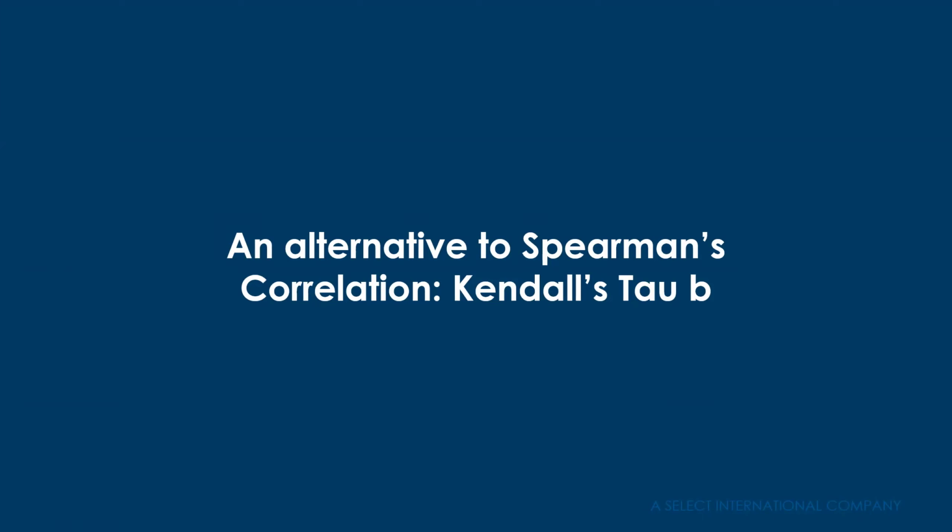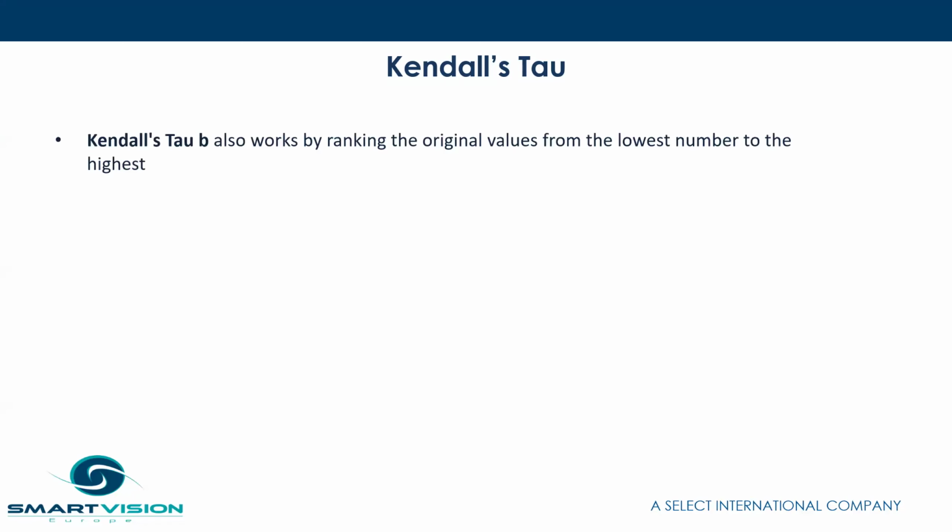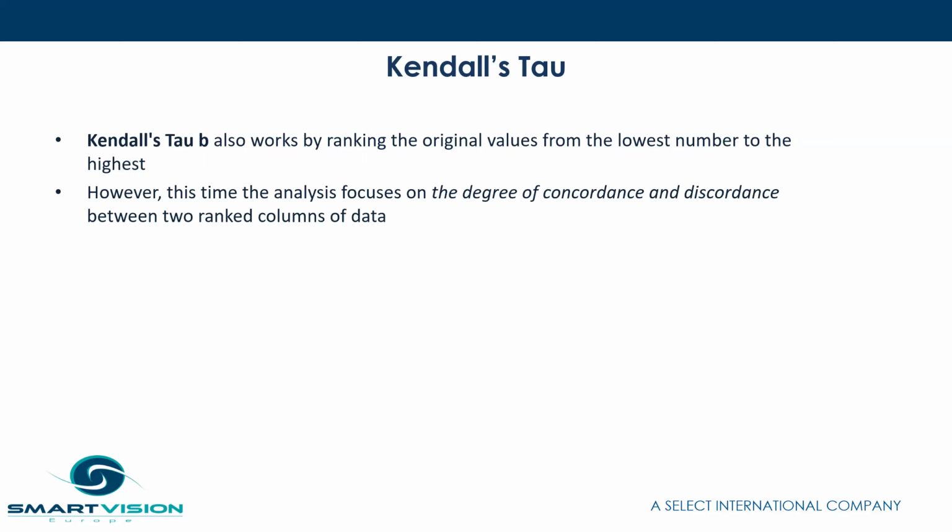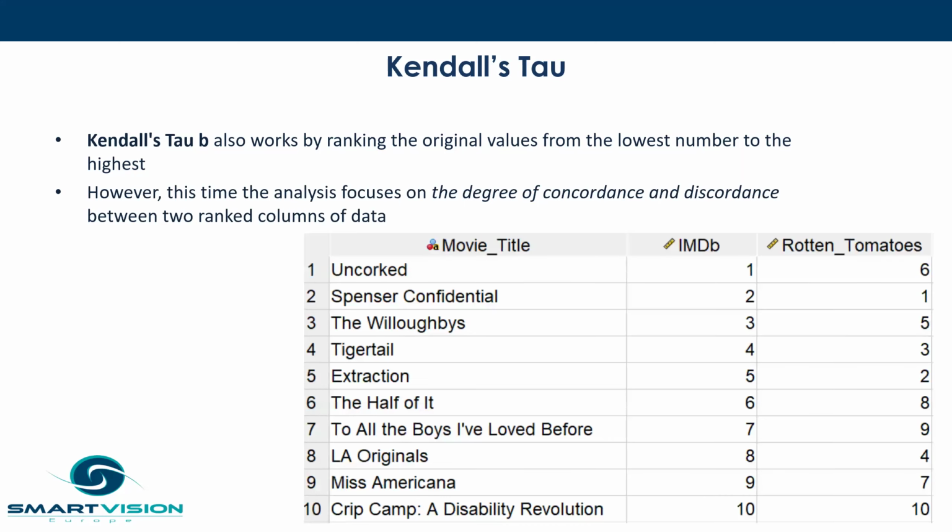And Spearman's, of course, is appropriate for rating scales because rating scales are ranks, so that's why it works against those. There is an alternative. Some people are critical of Spearman's and say it's a wee bit simplistic. There's one called Kendall's Tau B. Kendall's Tau B works by ranking the original values from the lowest to the highest. However, this time the analysis focuses on the degree of agreement, what it calls concordance and discordance, between the two rank columns of data.